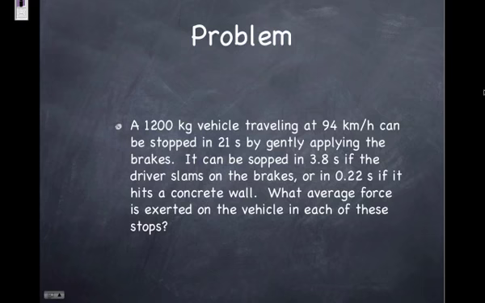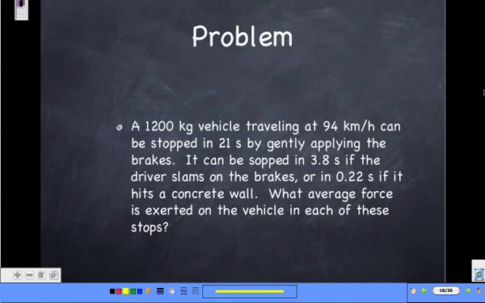So a 1,200 kilogram vehicle traveling at 94 kilometers per hour can be stopped in 21 seconds by gently applying the brakes. Should be stopped, not stopped. Stopped in 3.8 seconds if the driver slams on the brakes, or in 0.22 seconds if it hits a concrete wall. Should have said hit a deer. What average force is exerted on the vehicle in each of these stops?